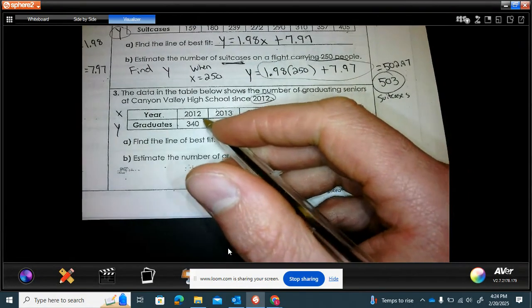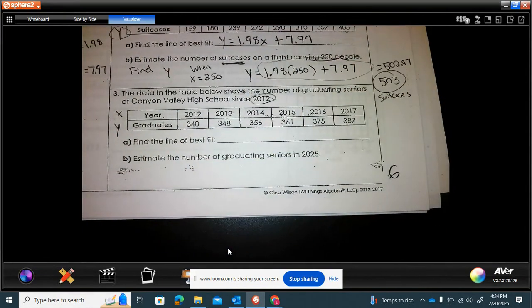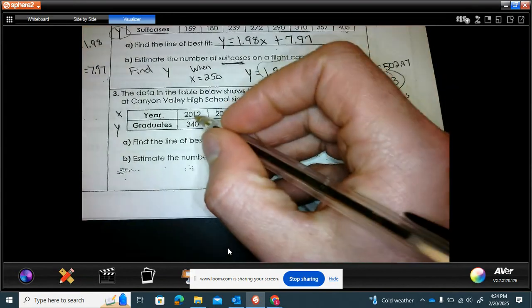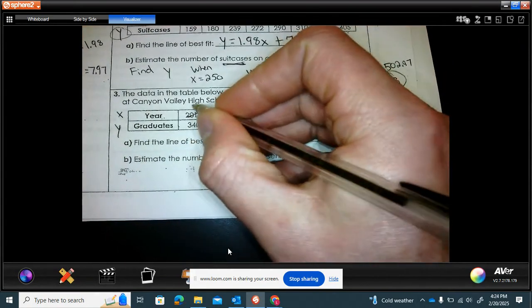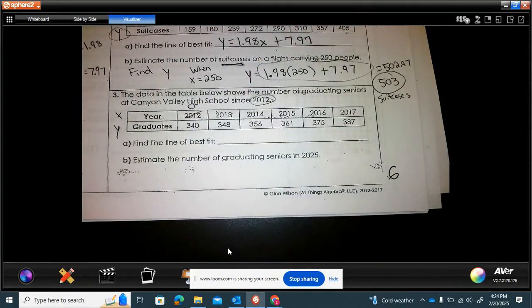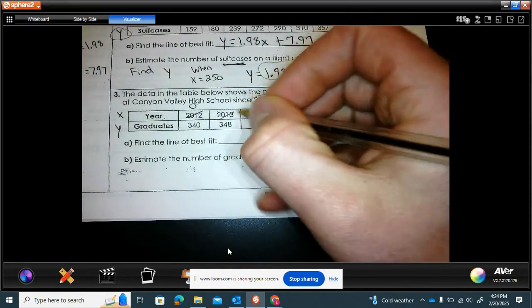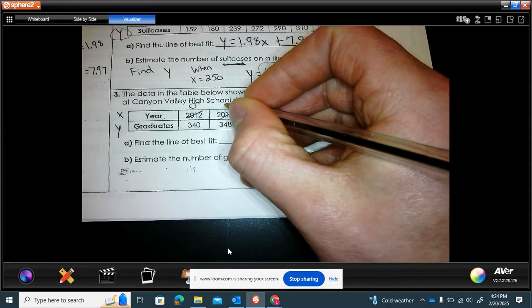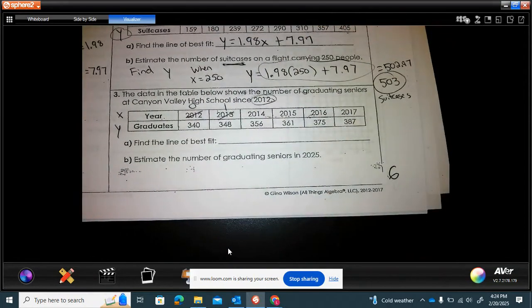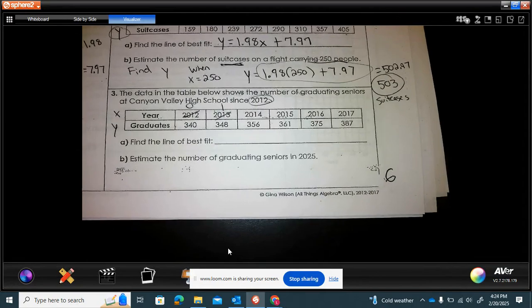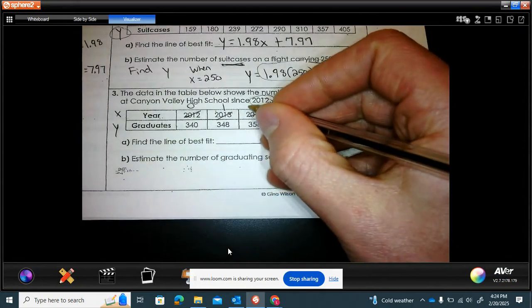But in 2012, that is the very first data that they have, right? So in 2012 they have 340 students, but you don't want to actually type in 2012. We're going to use zero instead. In the first year, the 0 year, when they first started this data set, there were 340 people who graduated. And then in 2013, that's 1 year after 2012, there were 348.